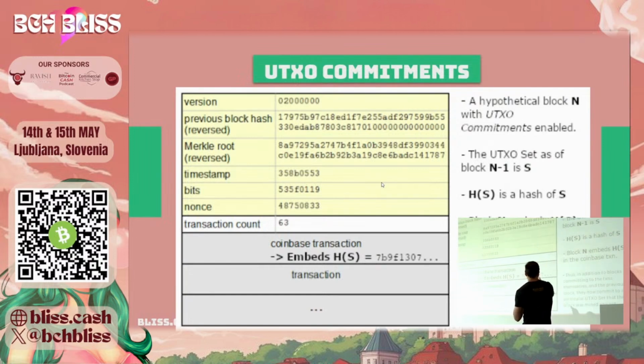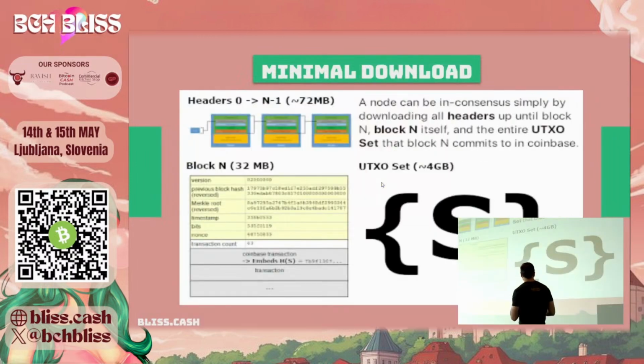So like this block, it embeds the hash of S, and you have a commitment. This block committed to that UTXO set. It's POW backed. And then let's say you had a UTXO commitment, you'd have a minimal download to get started, to just start running a node that can transact, right?